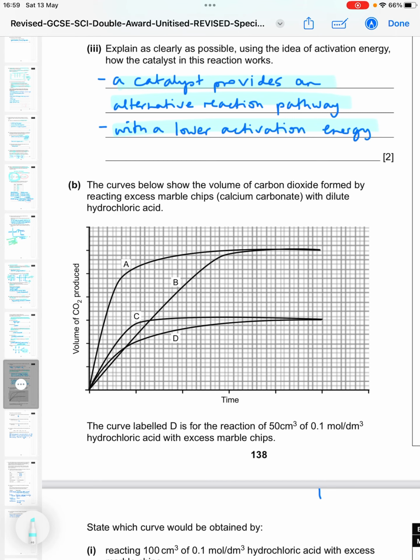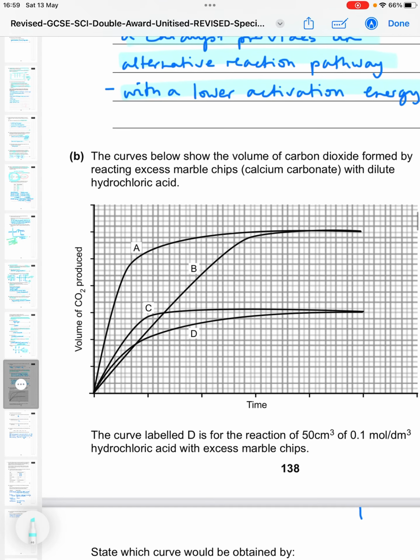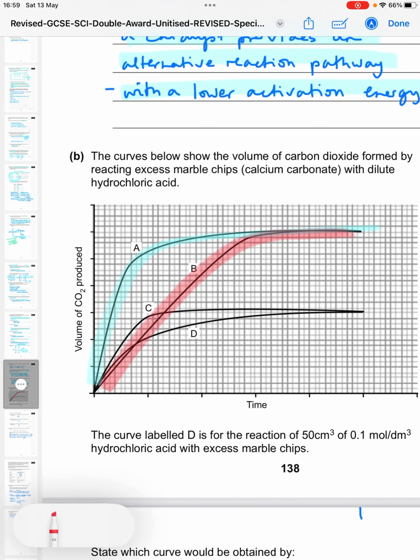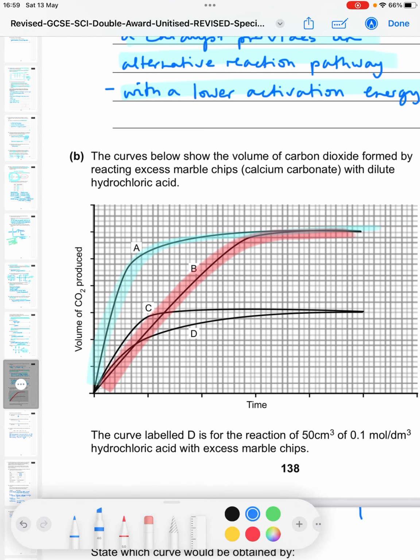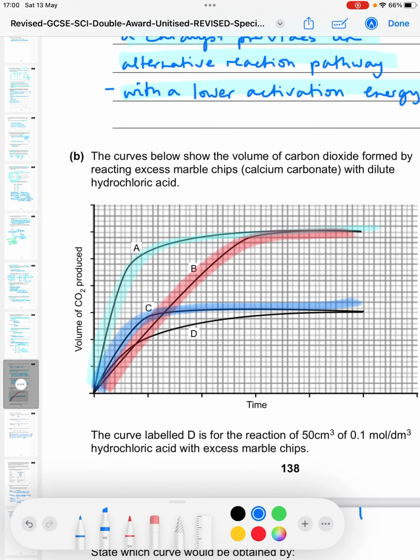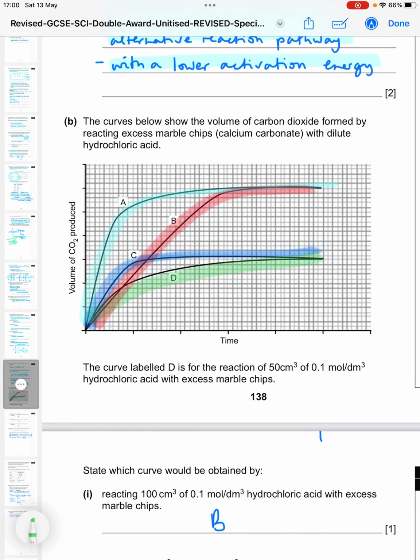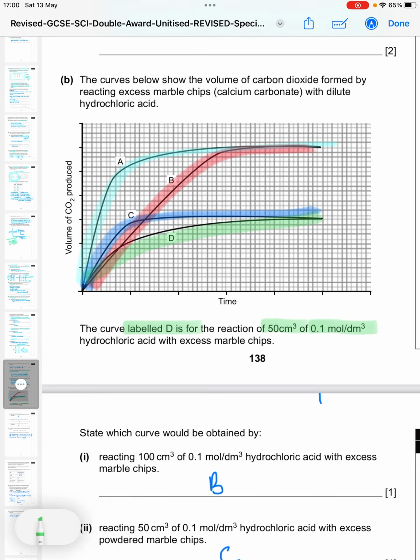B, the curves below show the volume of carbon dioxide formed by reacting excess marble chips or calcium carbonate with dilute hydrochloric acid. So we have 4 curves here. We can see there's A, B is here, then we have C and D. So it says the curve labelled D is for the reaction of 50 cubic centimetres of 0.1 molar hydrochloric acid with excess marble chips.